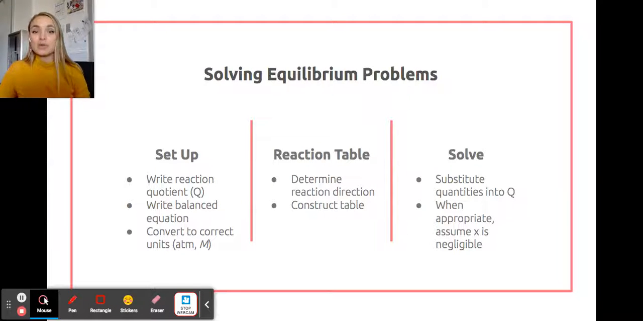So when solving equilibrium problems, there's a couple of basic steps. When you're setting up to solve an equilibrium problem, it's a good idea to write your reaction quotient. So remember, that's the ratio of products to reactants, raising everything to the power of the stoichiometric coefficient. You should make sure that your equation is balanced.